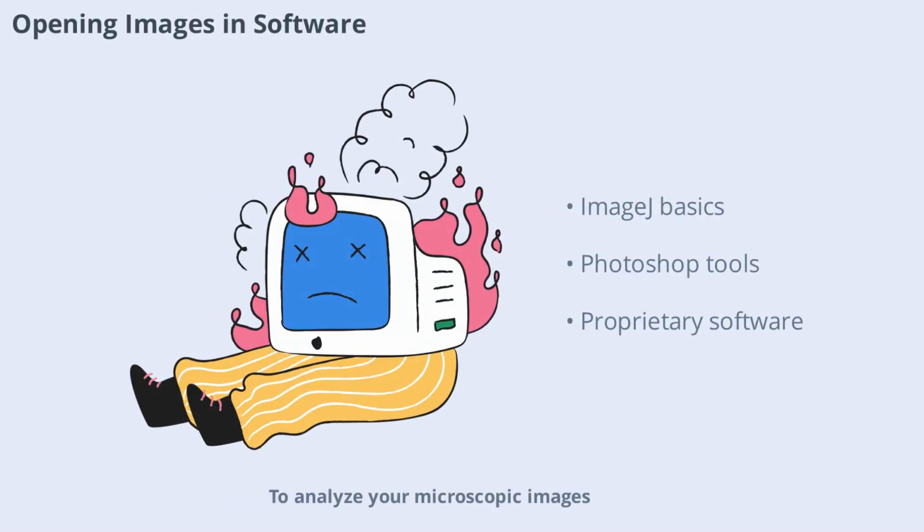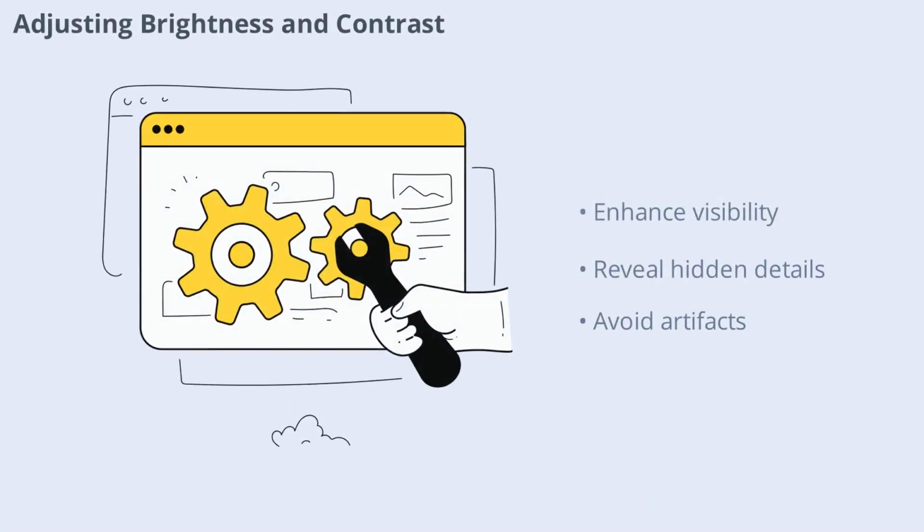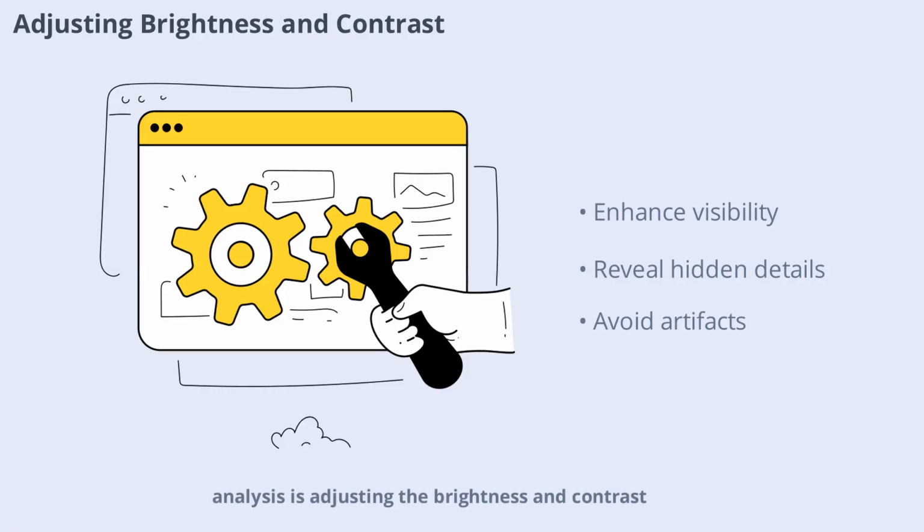To analyze your microscopic images, you'll need to open them in specialized software. Programs like ImageJ, Photoshop, or proprietary microscope software allow you to view, enhance, and measure features within your images. Familiarize yourself with the tools available in your chosen software, as they will be essential for the next steps in your analysis.